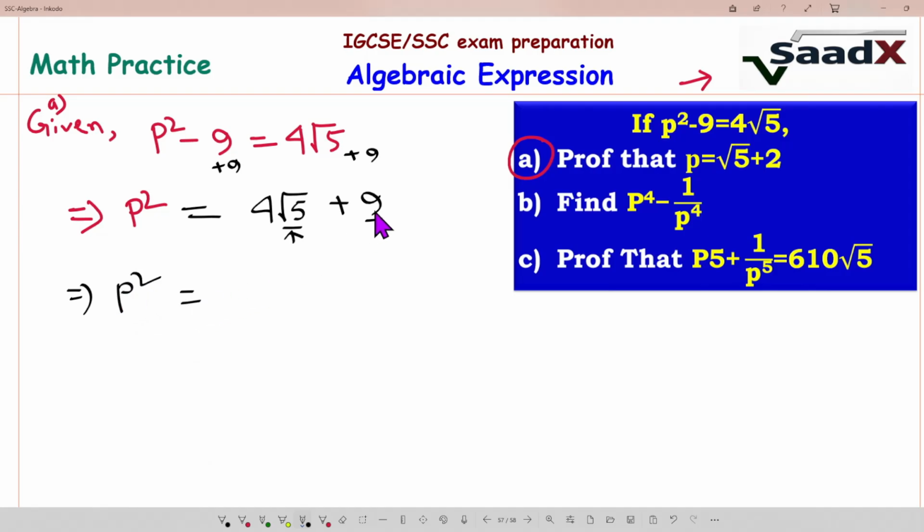p², this 9 we can divide into two parts. One is 4, another one is plus 5. So 4 plus 5, it will be 9. And in the middle, this is 4√5. It will be unchanged. Now our most important thing, this 4 we can write as 2² plus 5. This 5 we can write as √5².